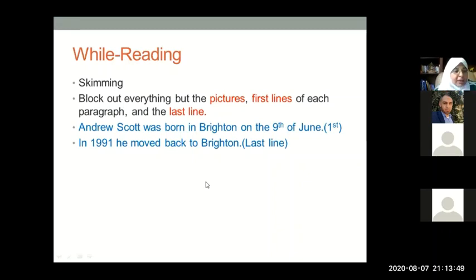Let us take this as an example for the skimming part. This is the first line: Andrew Scott was born in Britain on the 9th of June. And the last line is: in 1991, he moved back to Britain. This is the last line. So from these two lines, what do you think the main idea is?